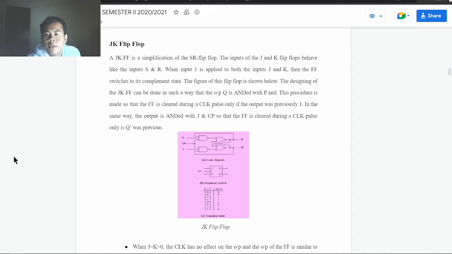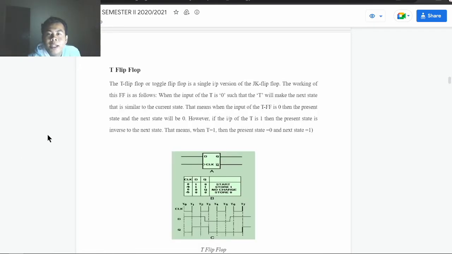Another flip-flop is the JK flip-flop. The JK flip-flop is a simplification of the SR flip-flop. The inputs J and K behave like the inputs S and R. In the same way, the output is ANDed with J and CP, so the flip-flop is cleared during the clock pulse only if its Q bar was previous. And the last one is the T flip-flop. The T flip-flop or toggle flip-flop is a single input version of the JK flip-flop. The working of this flip-flop is as follows: when the input T equals 0, the flip-flop will make the next state similar to the current state.